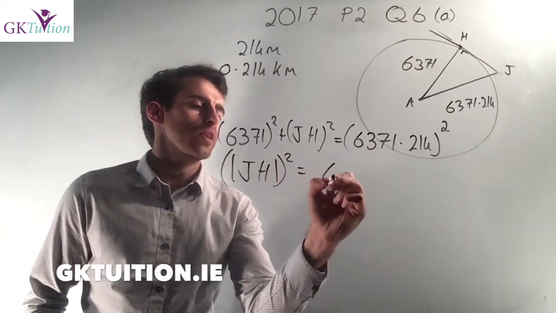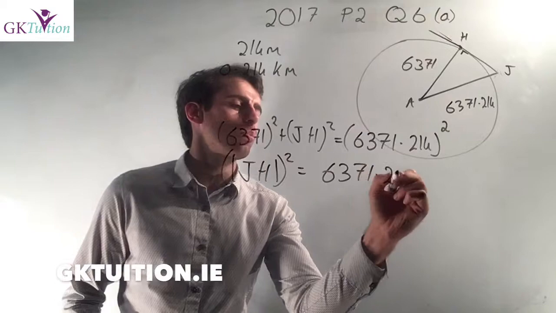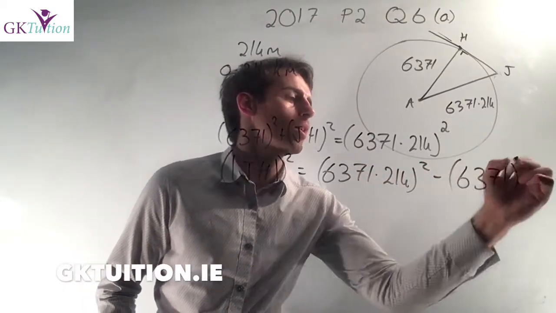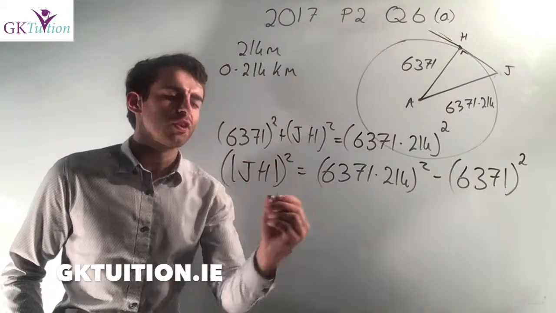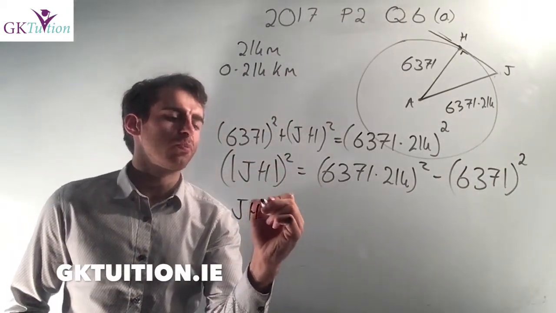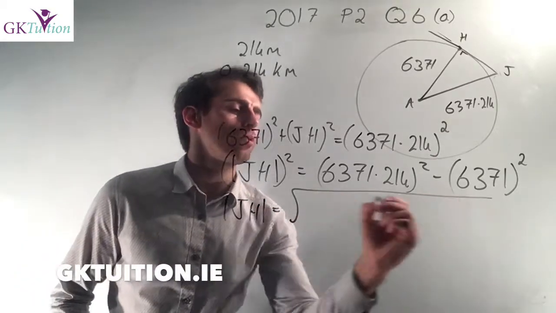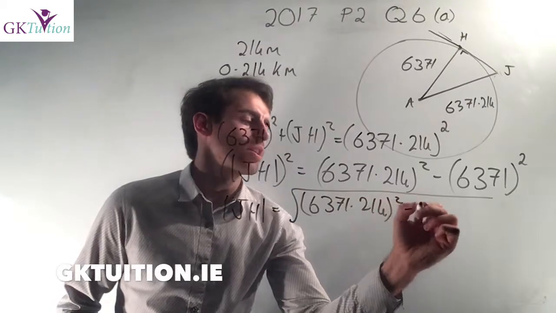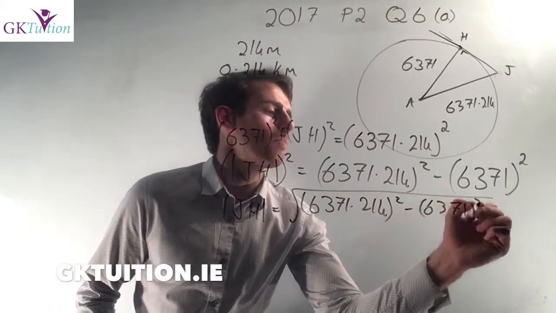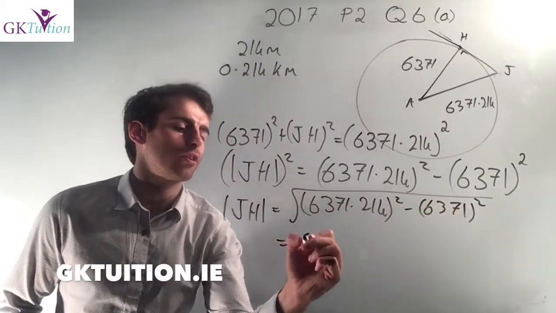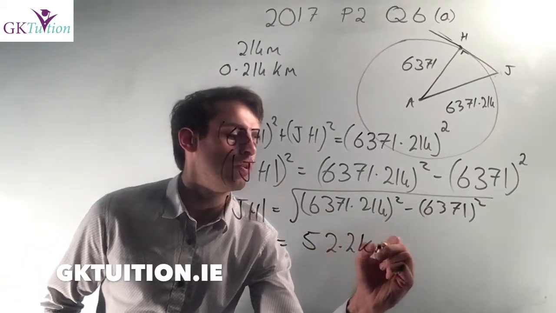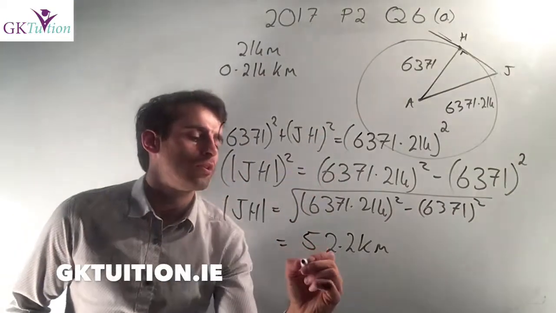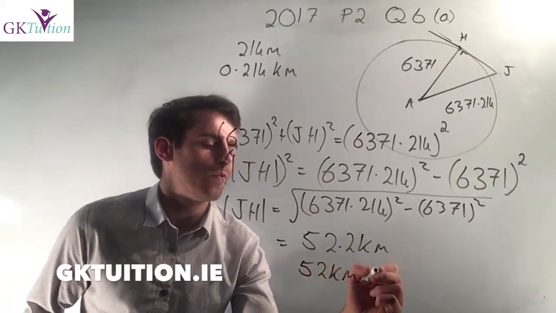If I want to isolate JH, I can say that JH squared is equal to 6,371.214 squared minus 6,371 squared. To get JH on its own, it's just the square root of all of this. I plug all of this into my calculator, and the question asked me to get it to the nearest kilometer. You'll work out that JH is 52.2 kilometers. Clearly if it's 0.2, I'm going to round down. So JH to the nearest kilometer is 52 kilometers.